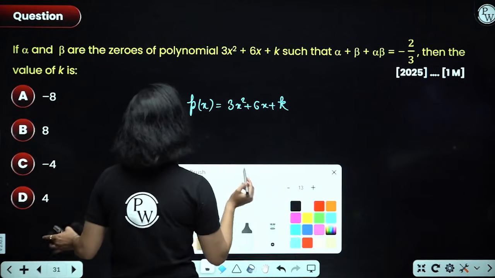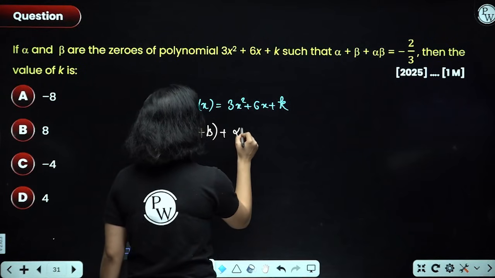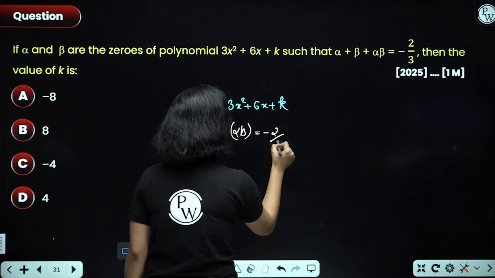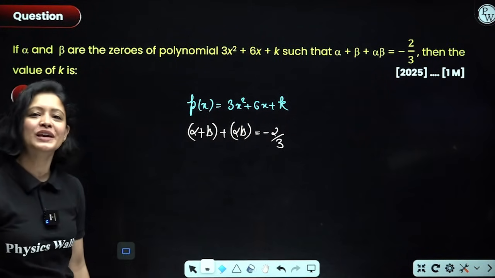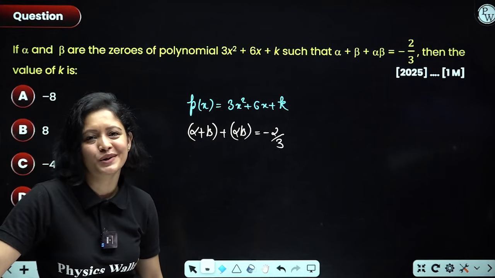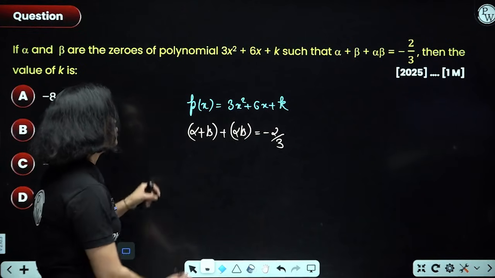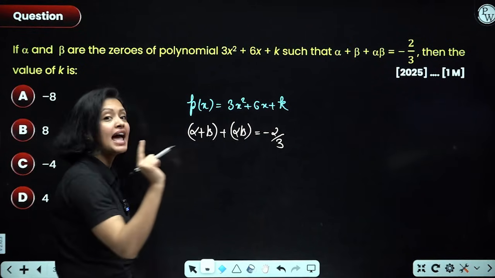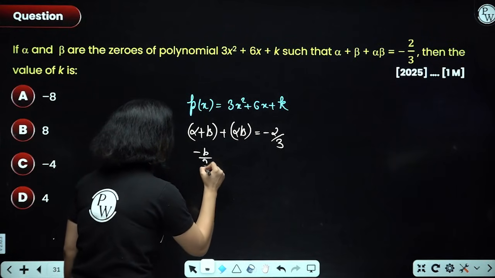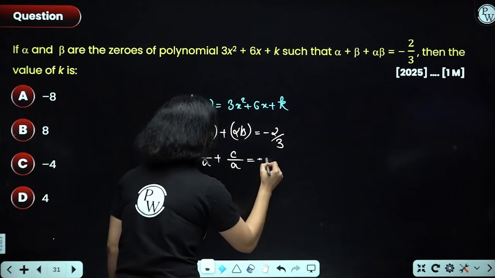Let's write that down. The relationship is like this: alpha plus beta plus alpha beta. I have put brackets here. Why did I put brackets here? Because I wanted to highlight how we can use the relationship between coefficients and zeros of a quadratic polynomial. See, I need to find the value of k, right? Now I know that I can express alpha plus beta as minus b by a. Yes, alpha plus beta is what? Minus b by a. Plus alpha into beta is what? c by a is equal to negative 2 by 3.